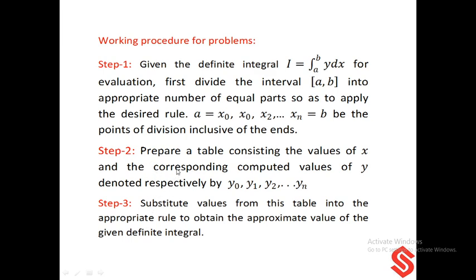Step 2: prepare a table consisting of the values of x and the corresponding computed values of y, denoted by y0, y1, y2, etc., yn. Next, step 3: substitute the values from this table into the appropriate rule to obtain the approximate value of the given definite integral.